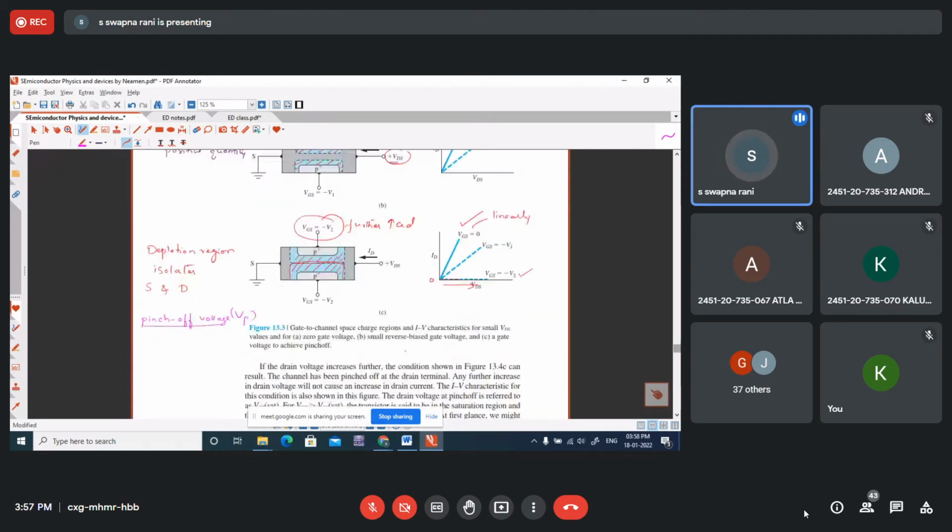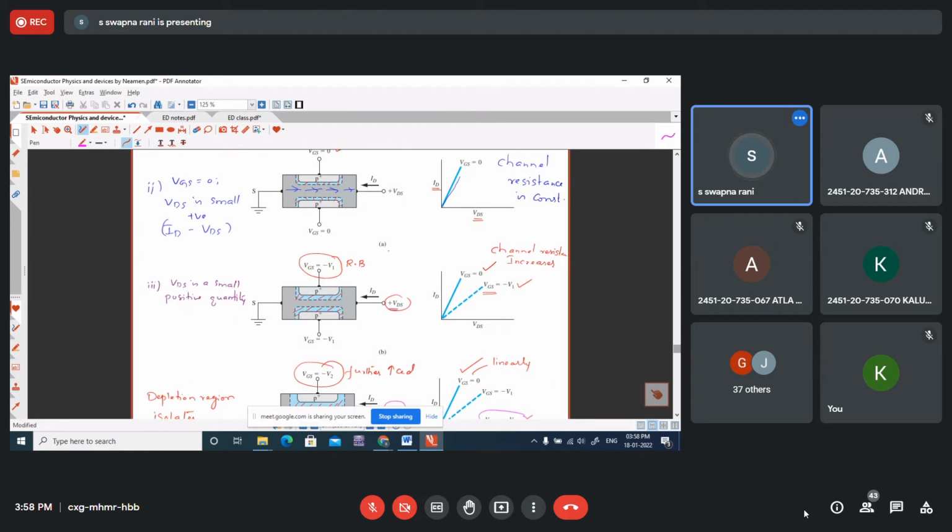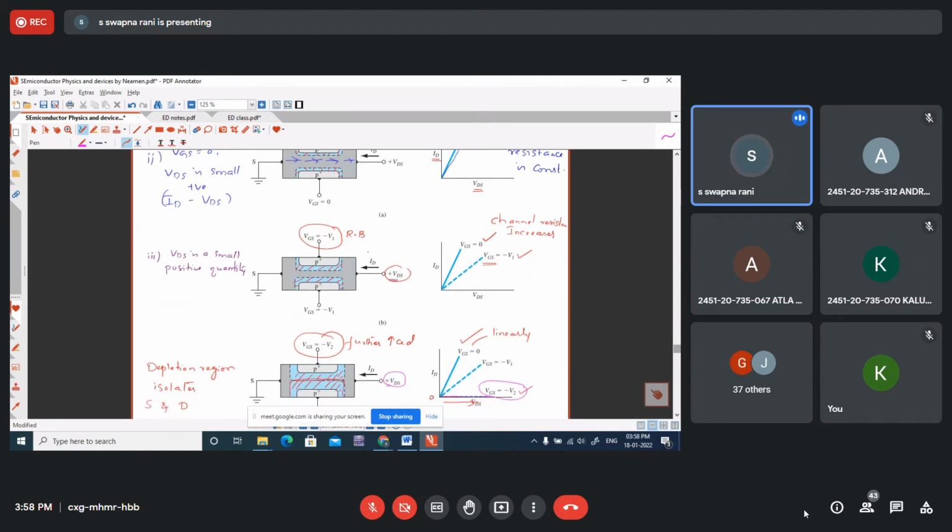So we say that in the third figure, for a negative voltage of minus V2, the depletion region is completely filled and there is no channel at all. So drain current is zero. So for this third curve, for minus V2, even if you increase this VDS from 0 to 0.1 to 3, there is no current at all. So that condition is called pinch off. This is how the gate voltage controls the drain current.